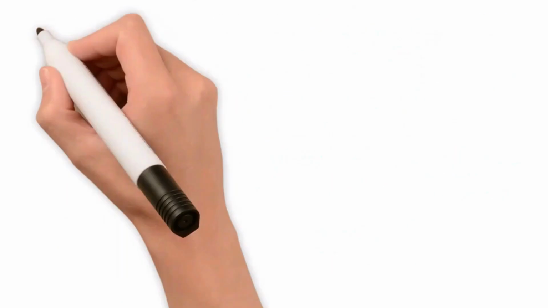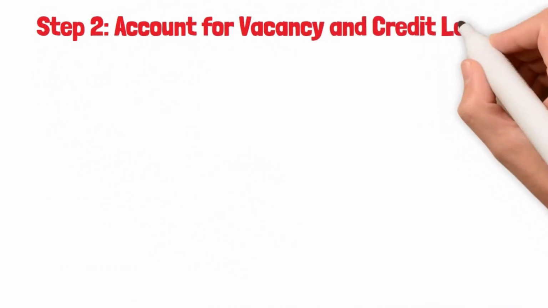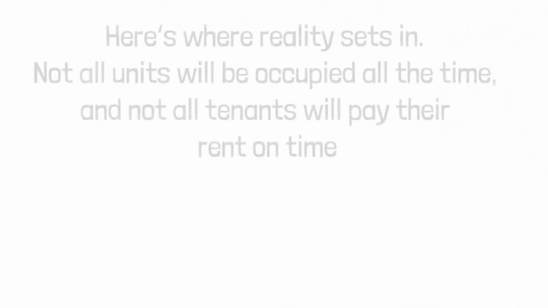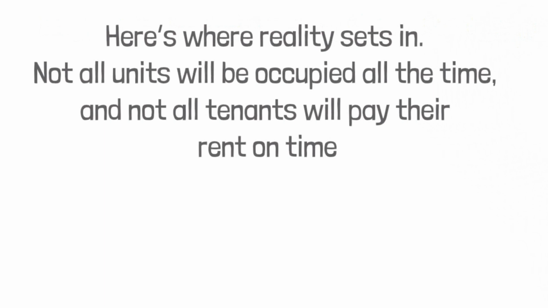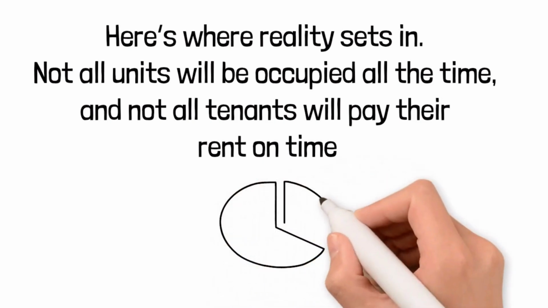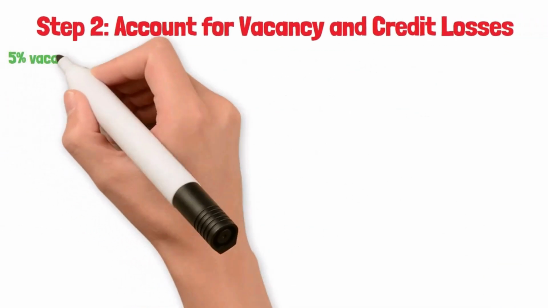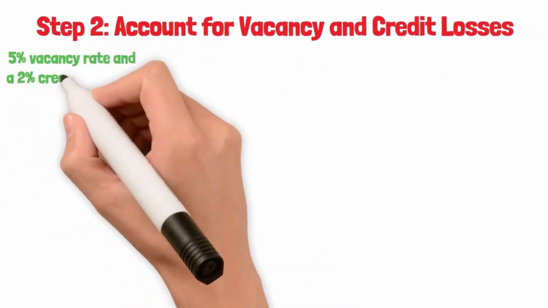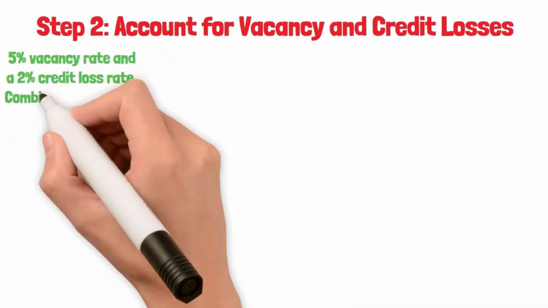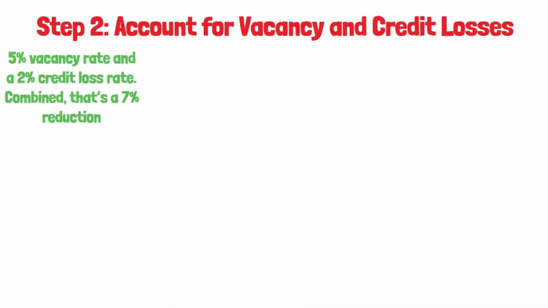Moving on, step 2, account for vacancy and credit losses. Here's where reality sets in. Not all units will be occupied all the time, and not all tenants will pay their rent on time. This is where we subtract a percentage to account for these losses. Let's say we expect a 5% vacancy rate and a 2% credit loss rate. Combined, that's a 7% reduction.